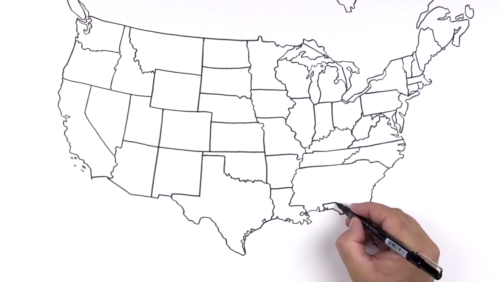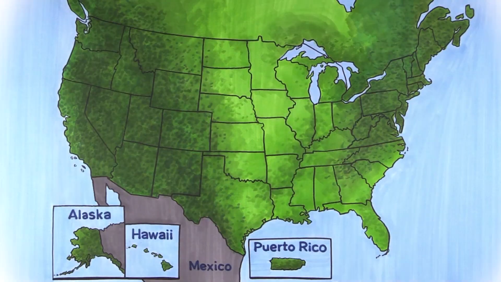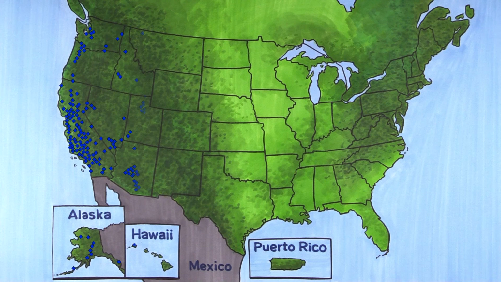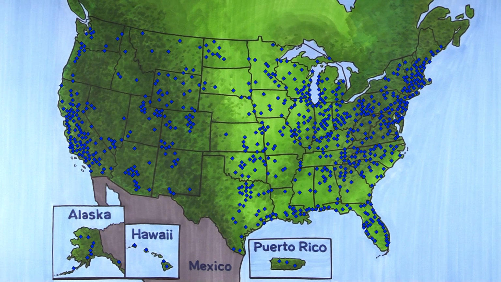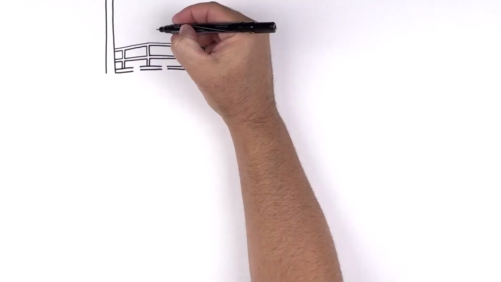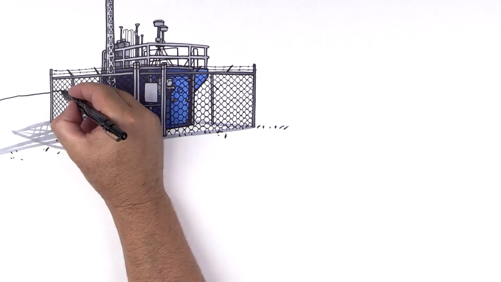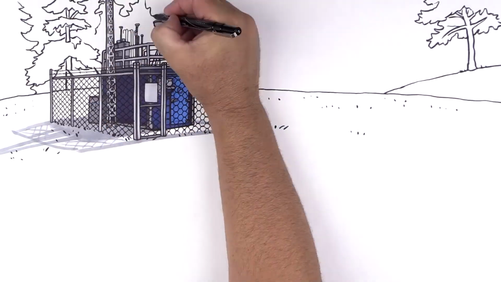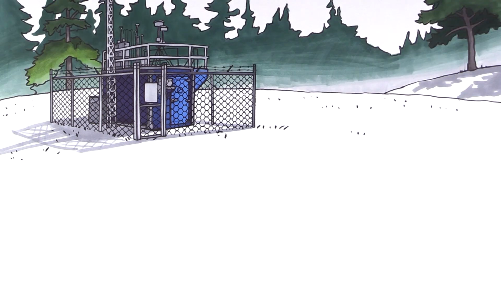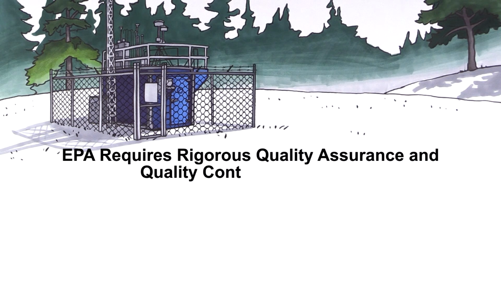EPA, states, and tribes place air quality monitors in high population and high pollution areas across the United States to evaluate air quality. These instruments must meet strict EPA or state environmental regulations, both initially and over time. Because our regulatory decisions affect human health and may impose costs to improve air quality, EPA requires rigorous quality assurance and quality control procedures for this monitoring network.